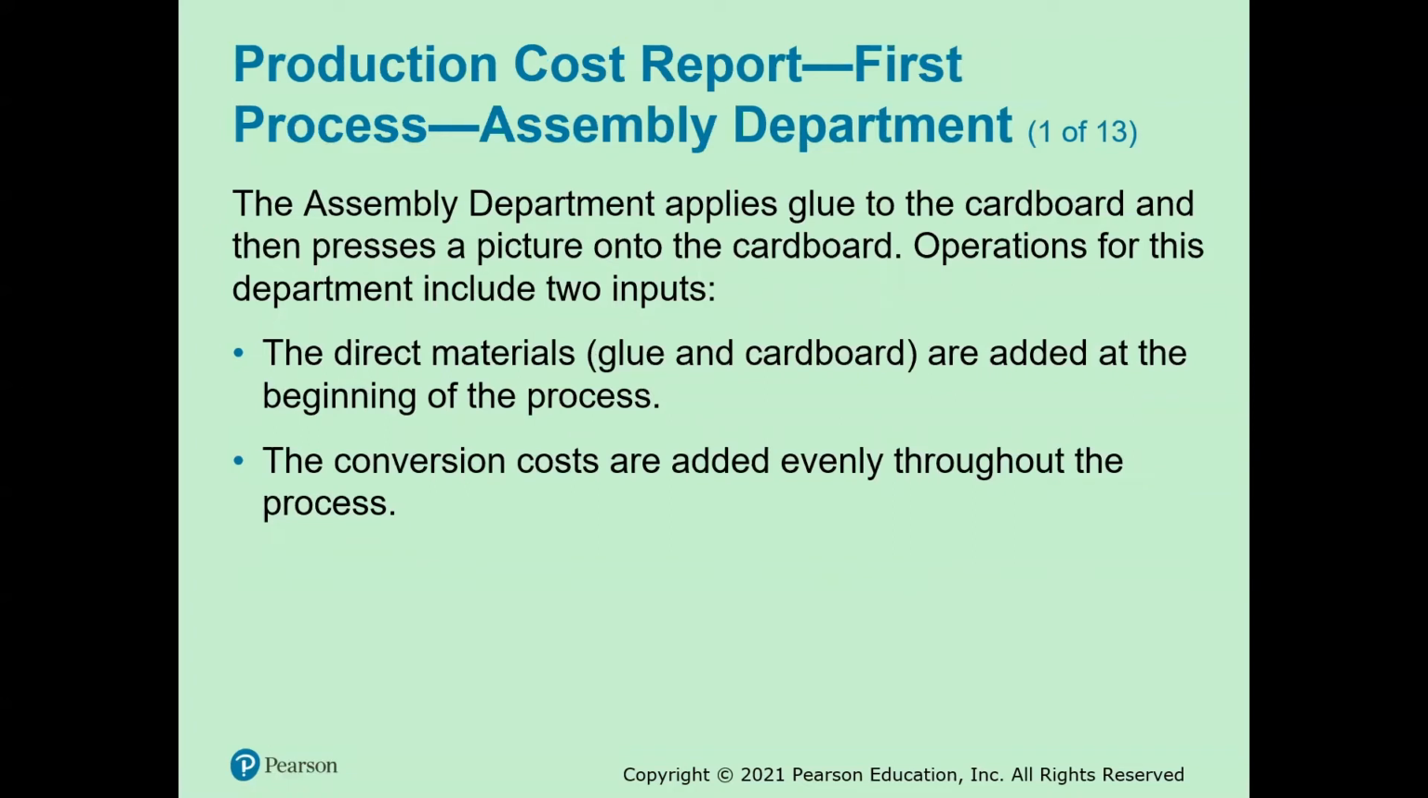The assembly department applies glue to the cardboard and then presses a picture onto the cardboard. Operation for this department includes 2 inputs. One is the direct materials, which are the glue and the cardboard. They are added at the beginning of the process. The conversion costs are added evenly throughout the process.